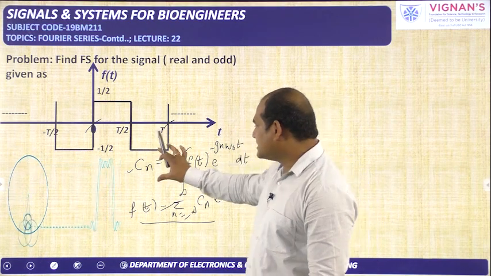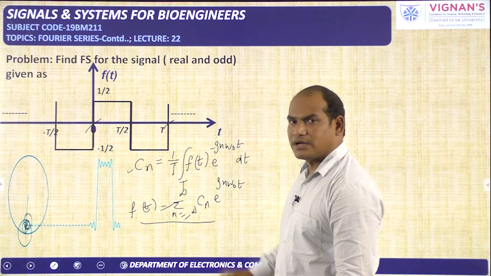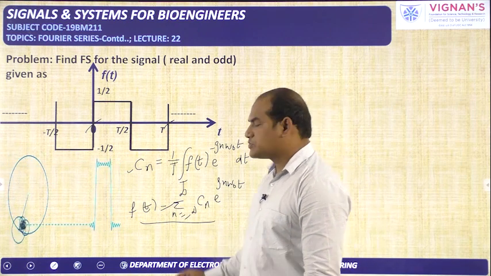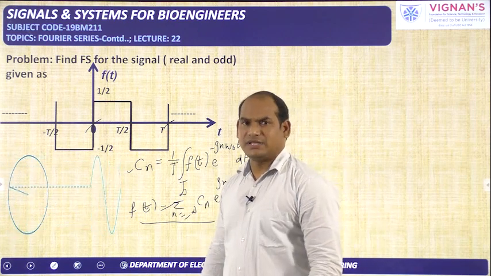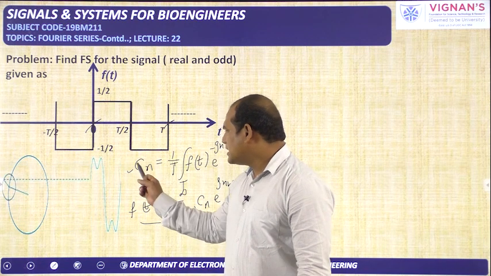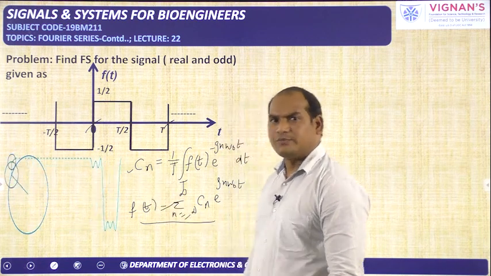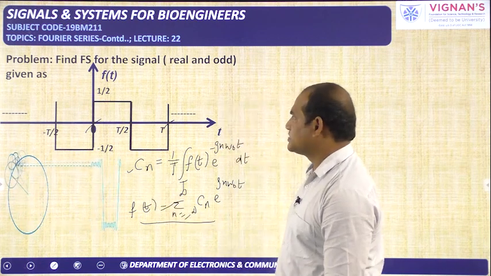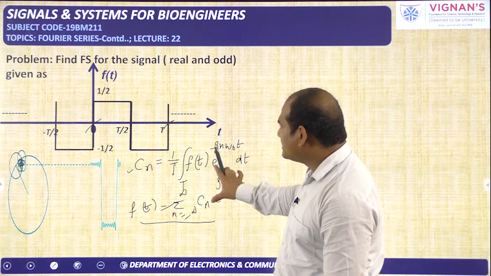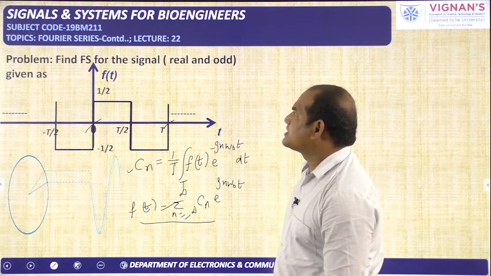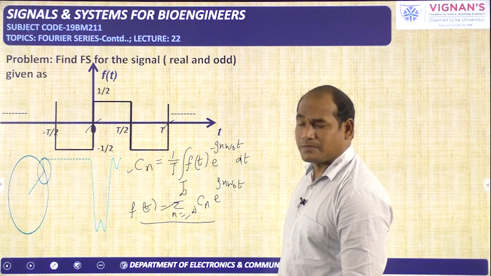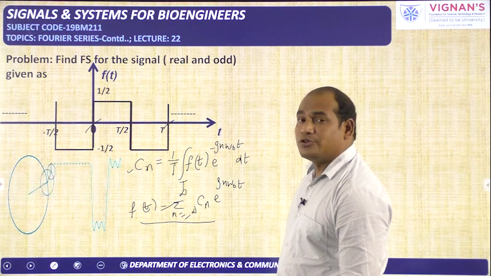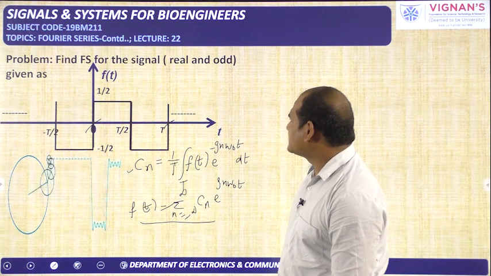Okay, and that Cn has to be utilized in this formula. Then we will get the exponential Fourier series. This is the standard method, or by using the direct formula Cn we are able to get the Fourier series expression. Instead of doing it like this, we will do it in another manner also, as we did for the previous problem, that is by using the time differentiation property.